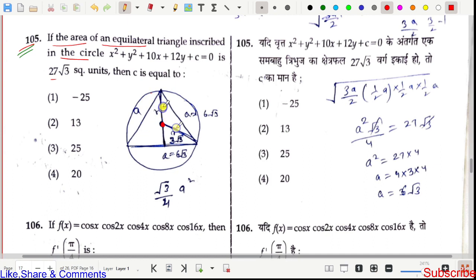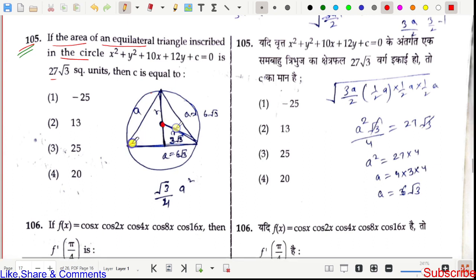Remember, if a triangle is inscribed in a circle, the center of the circle will be the circumcenter. And in the case of an equilateral triangle, the circumcenter, incenter, and centroid are all the same point. That's why you can apply so many methods to solve it, since this is an equilateral triangle. So which process will we follow here?